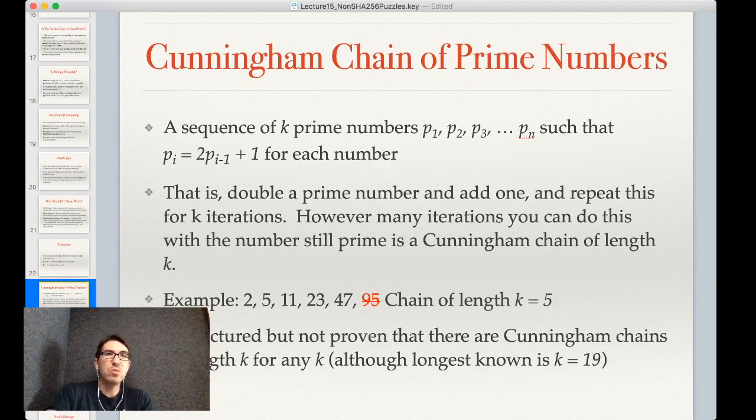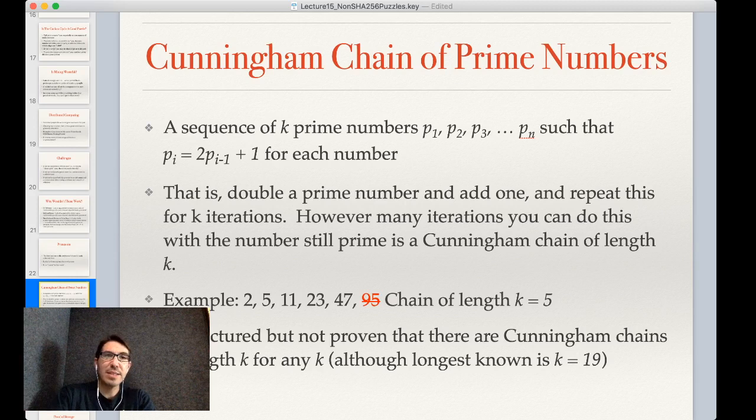So just so you understand what a Cunningham chain is, it's a sequence of k prime numbers, p_1, p_2, up to p_k, such that p_i = 2p_{i-1} + 1 for each number. That is, if you take a prime number p_i, double it and add 1, and check to see if it's prime, however many times you can keep doing that doubling and adding 1, with the resulting number still being prime, that's a Cunningham chain of length k.